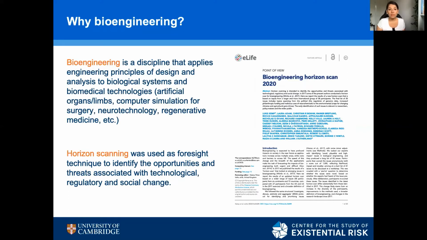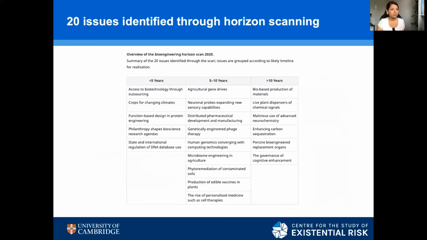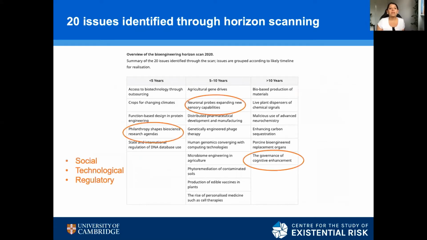As you can see on the image in this slide, this is the publication that we did. We were 36 authors from different parts of the world, and we got together to think about what are the most important issues in bioengineering that are going to be important in 5, 10, and 15 years. This is the main outcome of that process, using horizon scanning. And as you can see, we have identified different topics in a wide variety of areas. Some are more related to the social impact, technological impact, or regulatory impact.